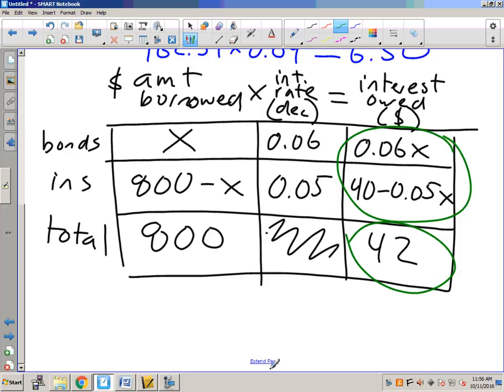All right, then there's our equation, and we're going to solve it. I'm going to leave the last step up to you. Remember, you need to solve for x. That's going to tell you a value that you borrowed from bonds, and then you can also plug it in here and find a value that you would borrow from insurance, and double check that they add up to 800. They should.